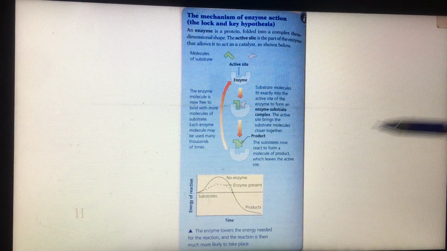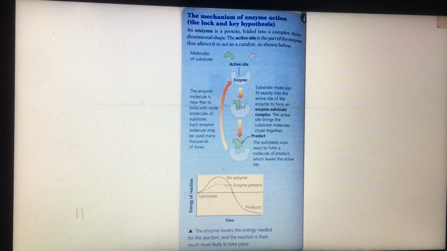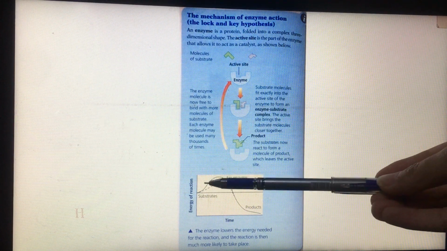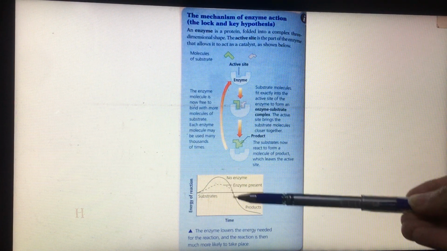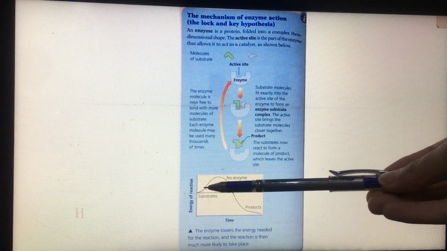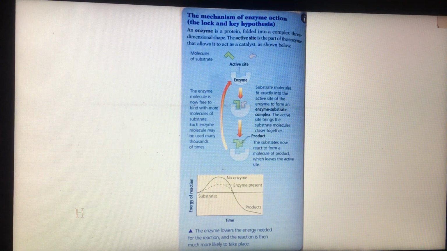Okay, if you focus on this small graph, you will find that the enzyme lowers the energy needed for the reaction. If you compare the reaction without enzyme and the reaction with enzyme, you will find that the energy needed for the reaction with enzyme is less than the energy needed for the reaction without enzyme. So the enzyme lowers the energy needed for the reaction, and the reaction is then much more likely to take place.